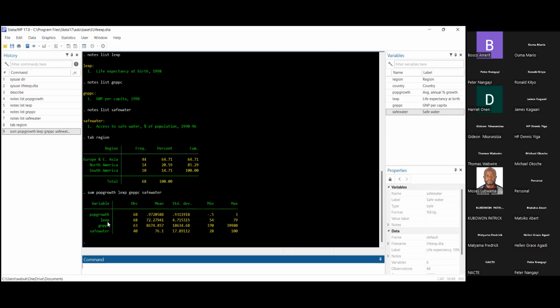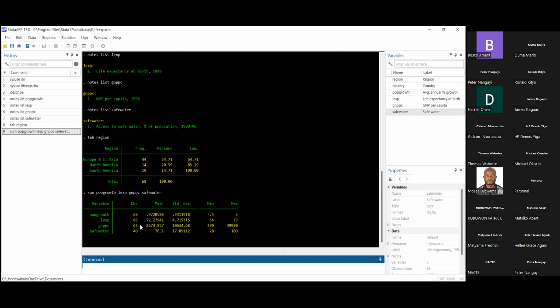You can look up and find which country that is. For life expectancy, we have 68 observations, which means each country at least has a figure or value. The average or the mean is about 72 years for this sample. The minimum or the lowest life expectancy in this sample is 54, and the maximum is 79 years in this sample we are looking at.